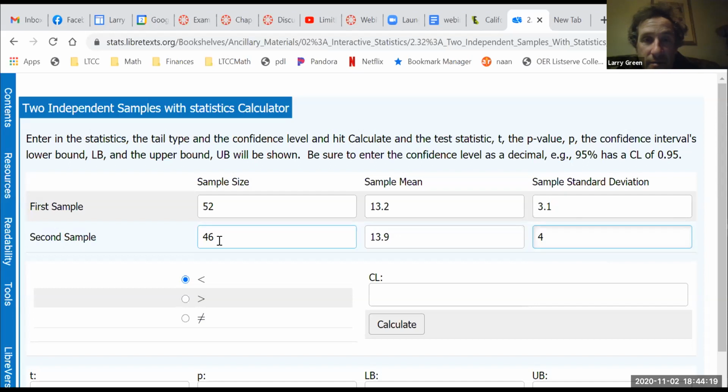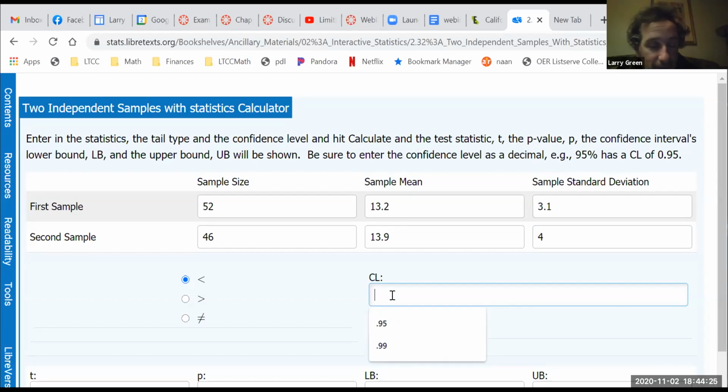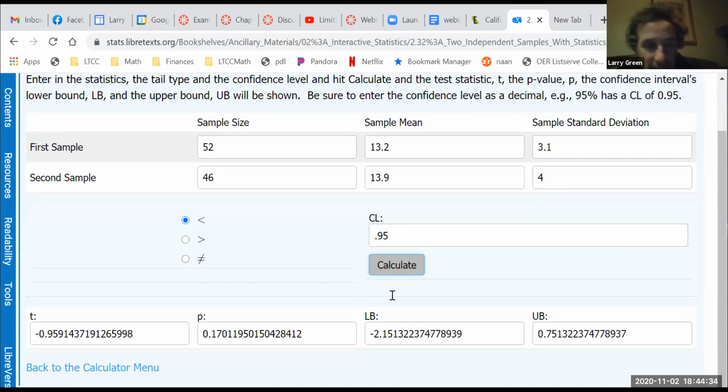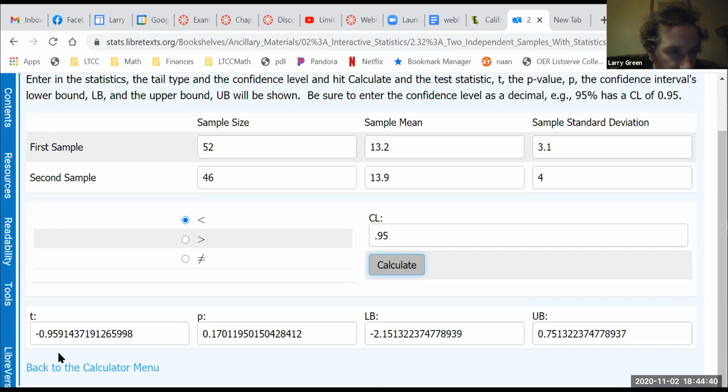Okay, any questions so far? Less than is what we had. And then our confidence level. We're not asked for it, but just for fun, how about 0.95, to show you that you can actually get a confidence interval? And hit calculate. There's our test statistic. T equals 0.95914. And then our p-value is 0.170112. Have I gone too fast? Is everyone following what I just did? Any questions?